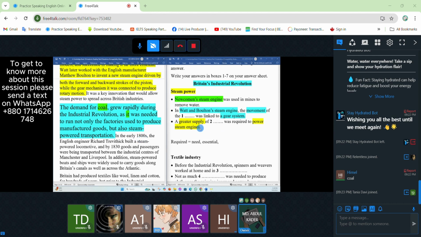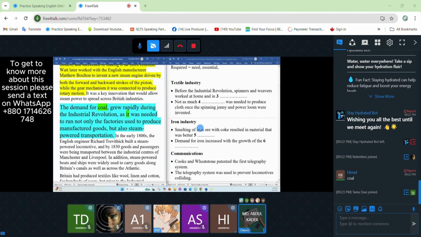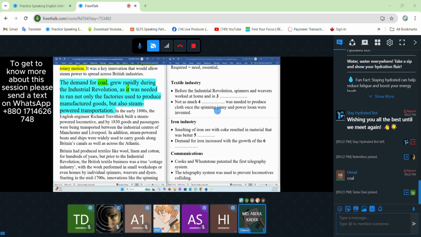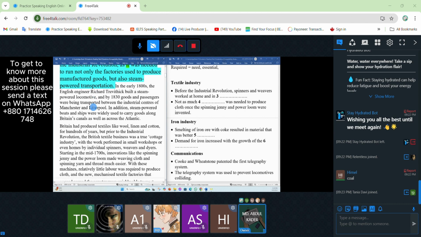Okay, so we've answered two questions. Now let's move on to question number 3. The first key point is textile industry, so we should find the words textile industry. As we can see, we got the question 2 answer from this line. I'm hoping that the next paragraph will have the answer for question number 3. So let's consider textile industry. Yes, we've got the word textile here.